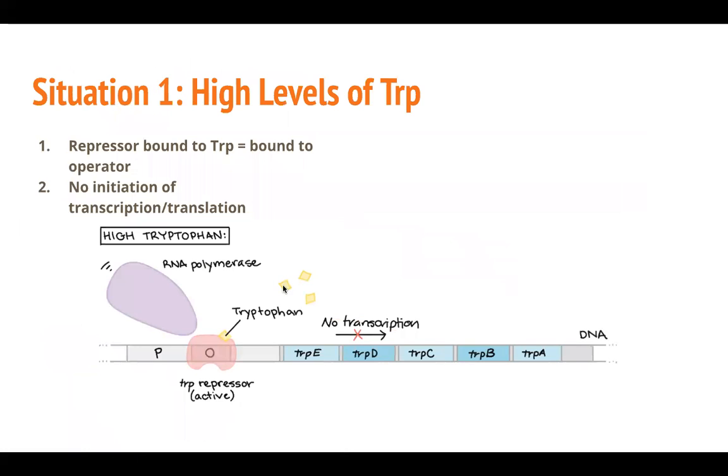Okay, situation 1. Like I said before, high levels of tryptophan mean that the repressor will bind to the operator and will stop transcription. I think this is the easiest scenario. When you have really high levels, you don't need any more. It binds to the repressor, which is like, okay, we can stop. It binds to the operator, RNA polymerase can't start transcription. None of these proteins for tryptophan will be made. And that's basically that. That one, for me, is the easiest one.